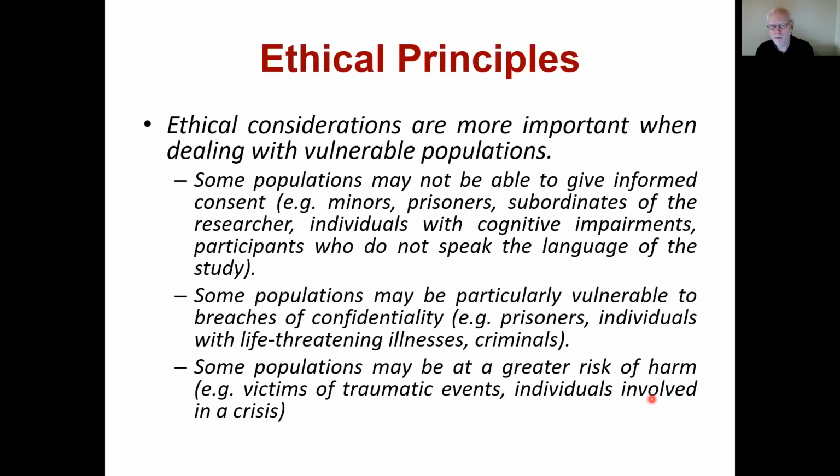Prisoners, for reasons that we talked about, and subordinates of the researcher, for reasons we talked about, like students. If I gave the study, you may worry that it's going to affect your grade. Individuals with cognitive impairments, so individuals with certain cognitive impairments may not be able to understand the text or the explanation for the study, so they can't give informed consent.